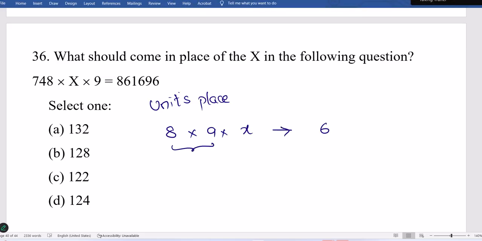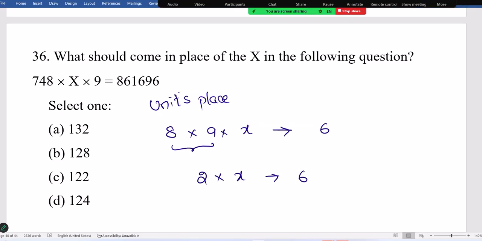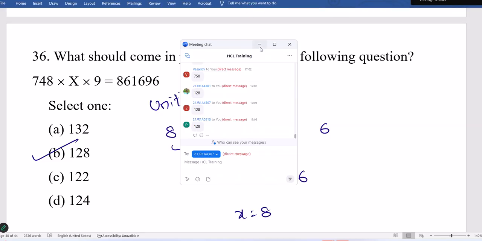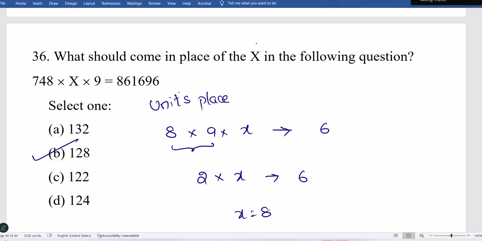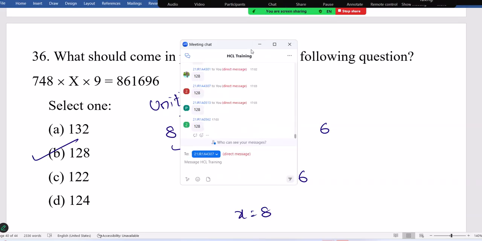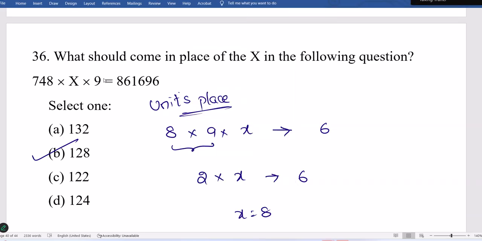8 into 9 is 72. 2 multiplied by x should end with 6, means x must be equal to 8 in the units place. Only one option ends with units place 8. You focus on the units place, that's sufficient. We need 6 at the ending. 2 multiplied by something should give 6, means 2 multiplied by 8 only. Excellent.